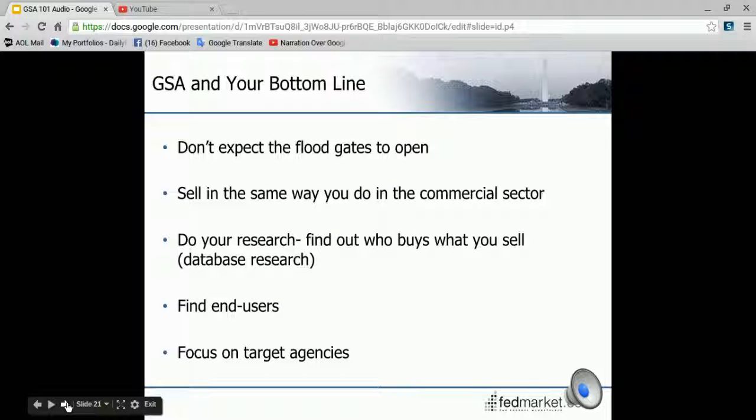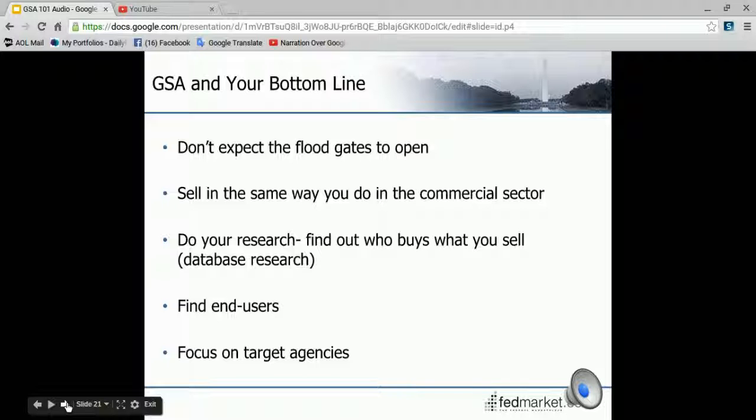GSA in your bottom line. Don't expect the floodgates to open. Sell in the same way you do in the commercial sector. Create relationships. Find the people who buy what you sell. There are a number of online databases that can help you find this information.